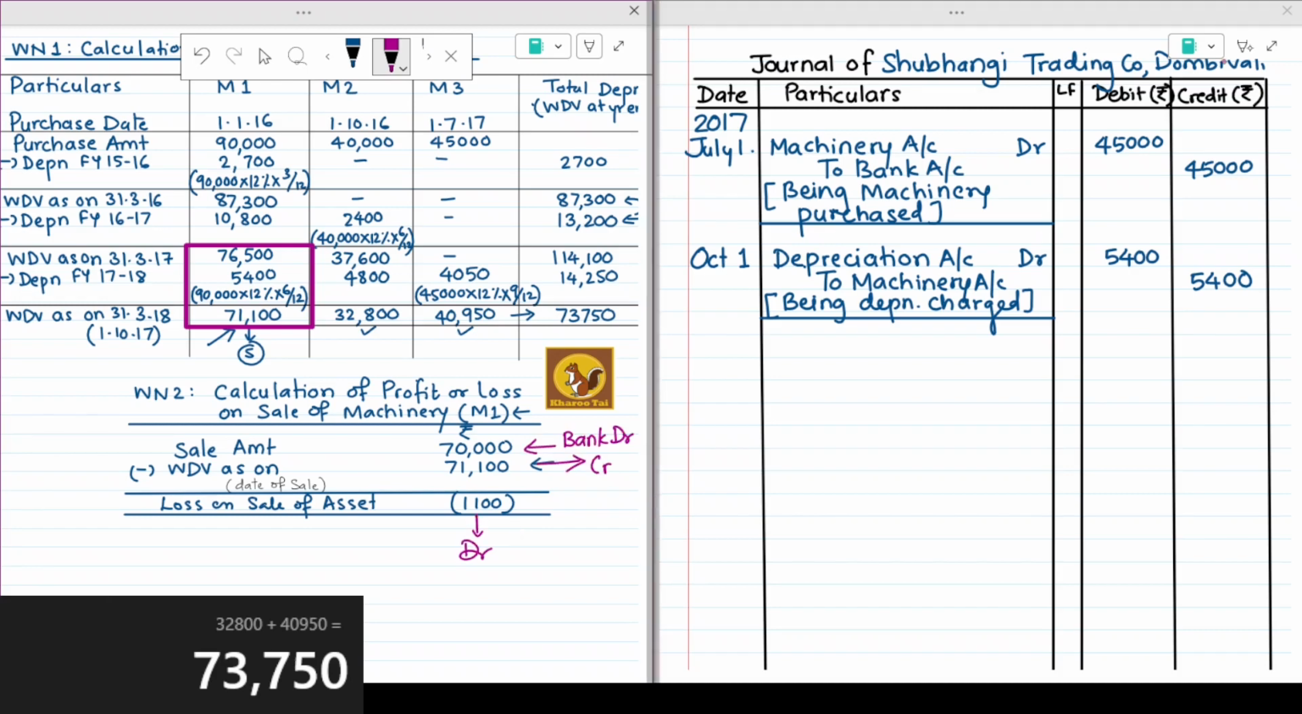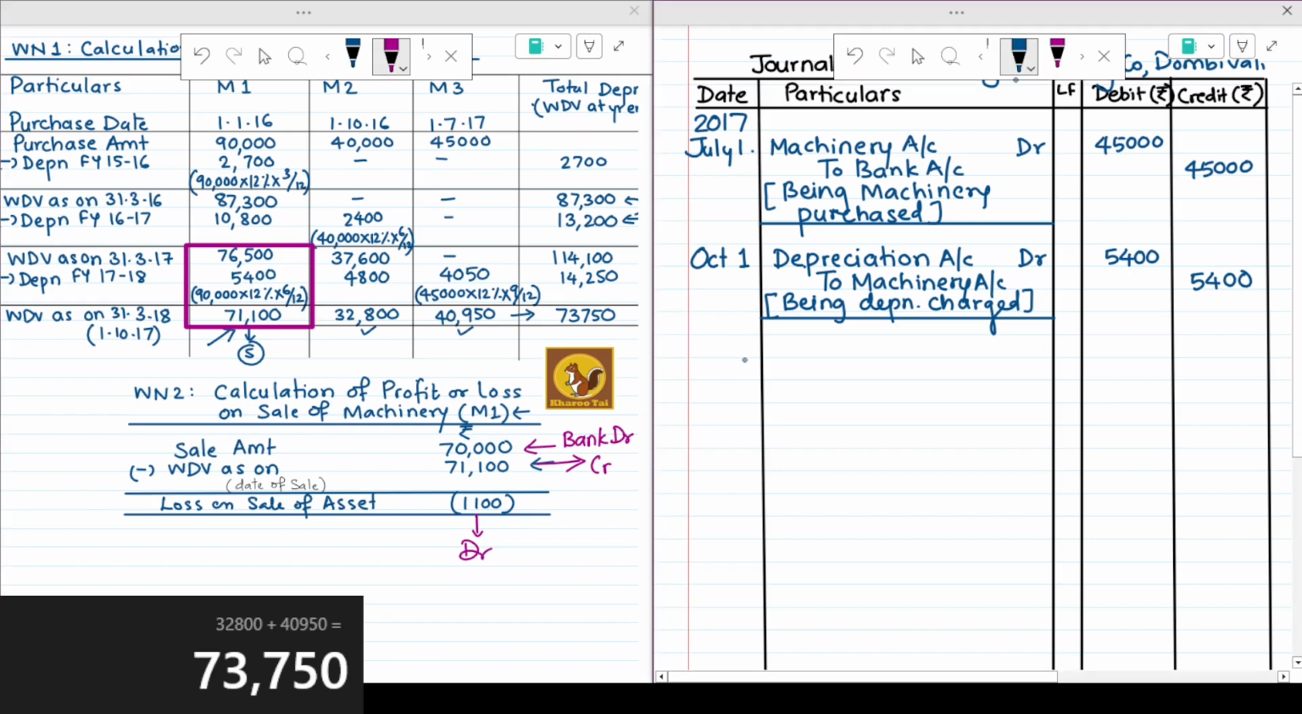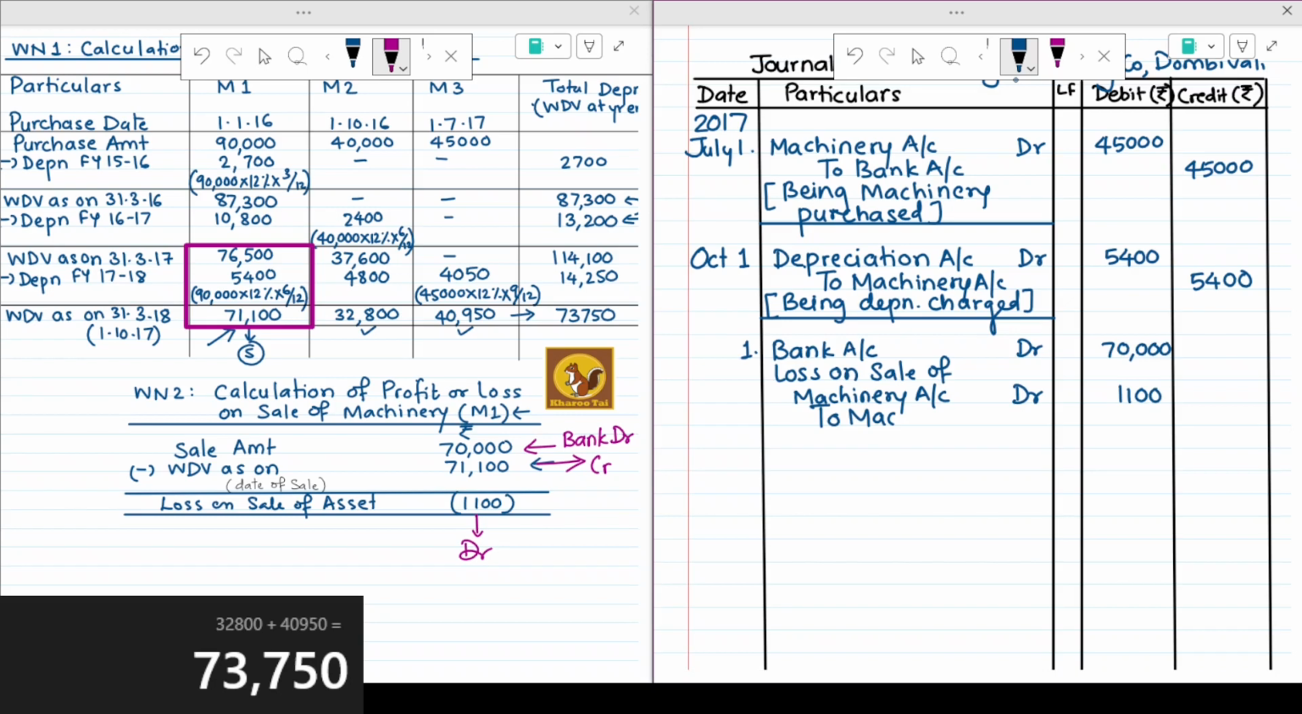So the entry will be on the same date: first bank account debit, we are receiving 70,000, and one more debit is loss on sale of asset, machinery account debit, the loss is of 1,100 to machinery account. The machinery is going out of business, so credit what goes out, 71,100. Its book value we are reducing from our books, being machinery sold. So 1st October entries are done.